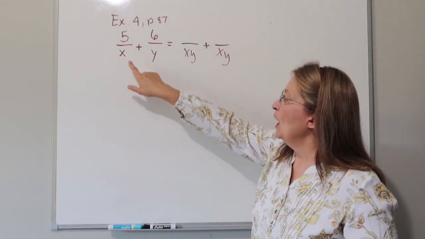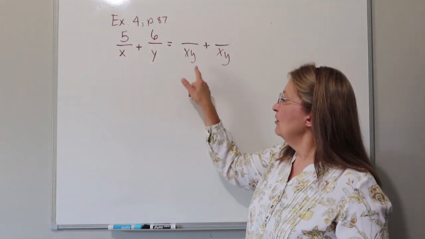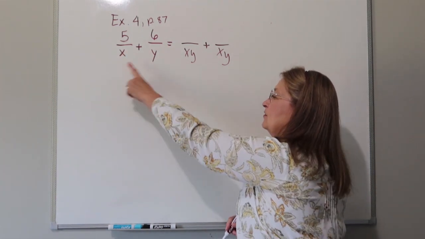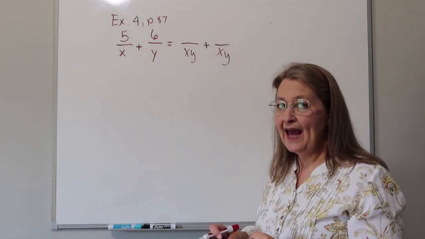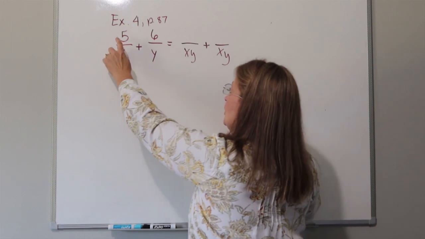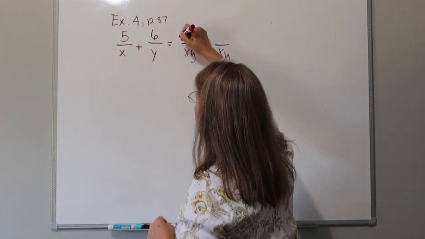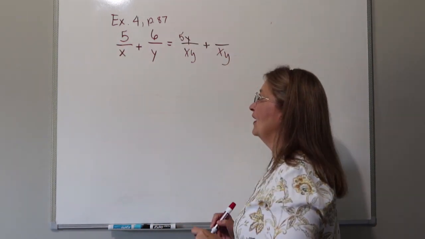Alright, now let's go back. What does this denominator have over here that this one does not? It has a y. So whatever it has that you're needing, you're going to multiply it times your numerator. So I'm going to multiply that times 5y.